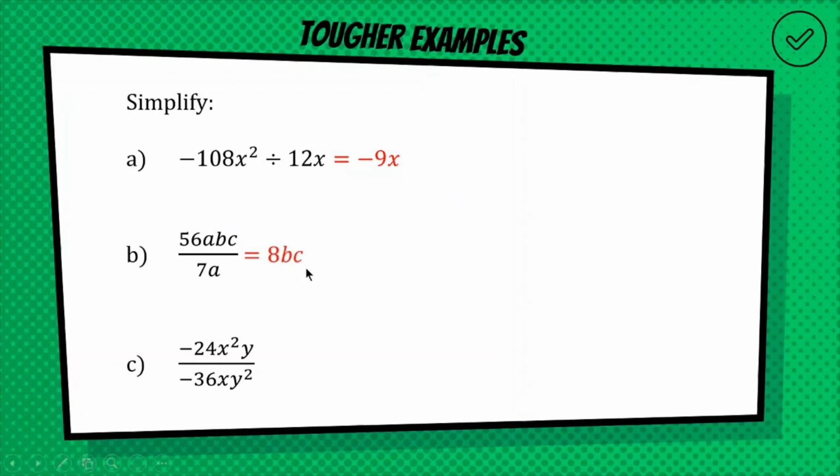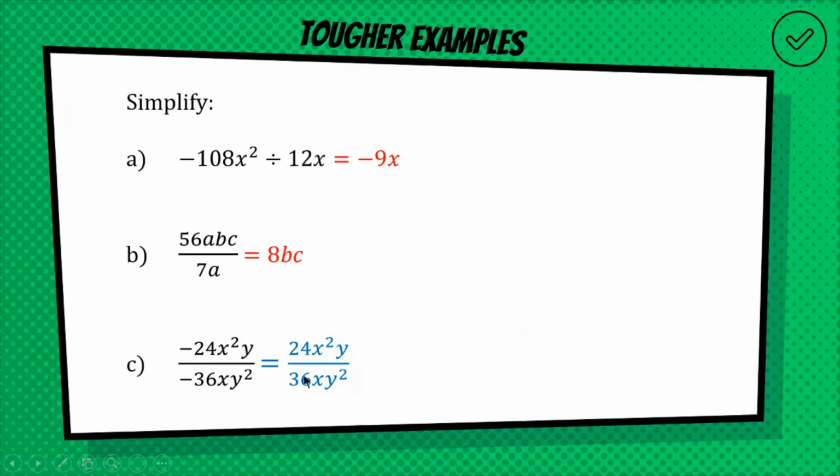Okay, great. And for the last one, a few steps in this one, we have negative 24x squared y, all divided by negative 36xy squared. First of all, it's good to know that when you are dividing two numbers and they're both negative, your answer is going to be positive. Okay, so kind of like with the algebra, the negative on top and bottom, it's almost like they cancel each other off. So we're really just doing 24 divided by 36.